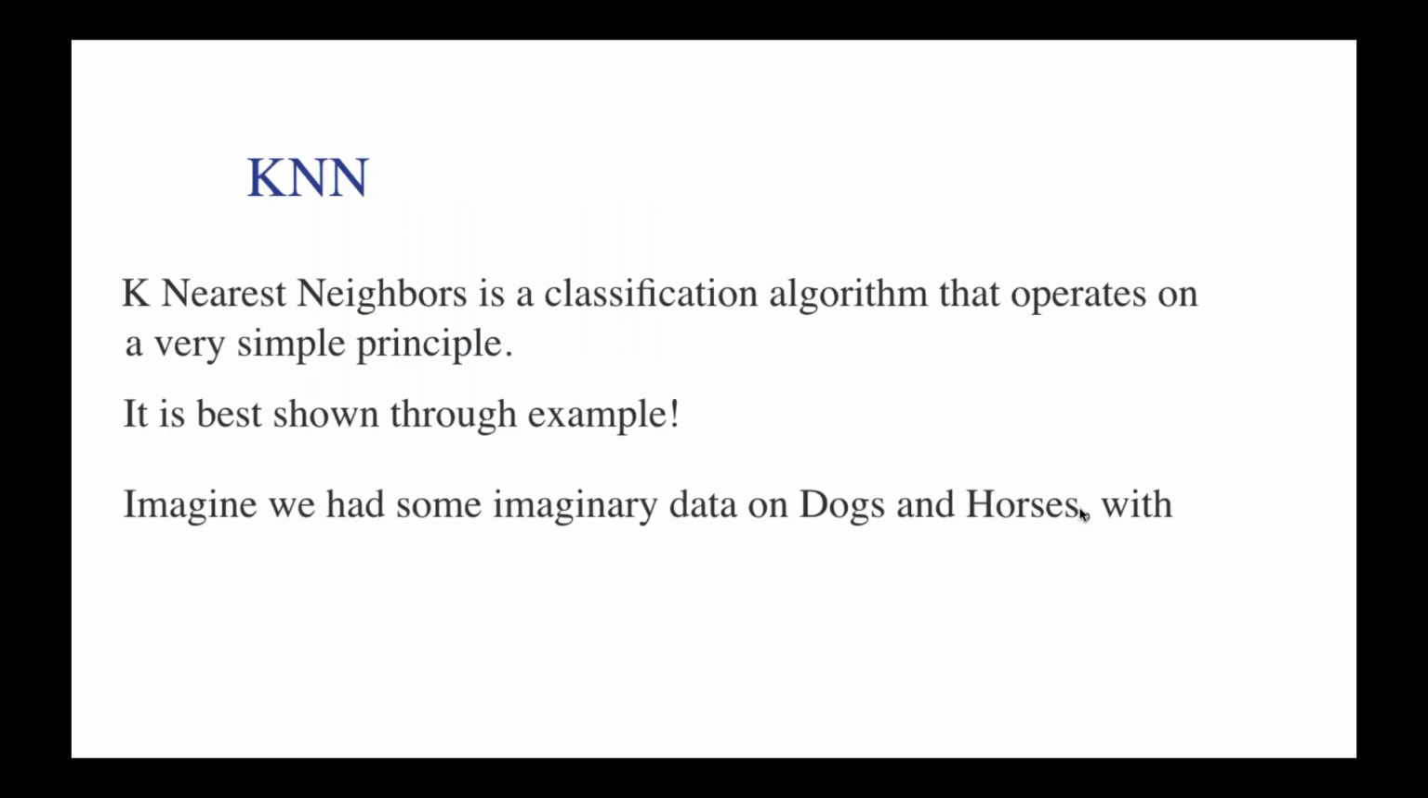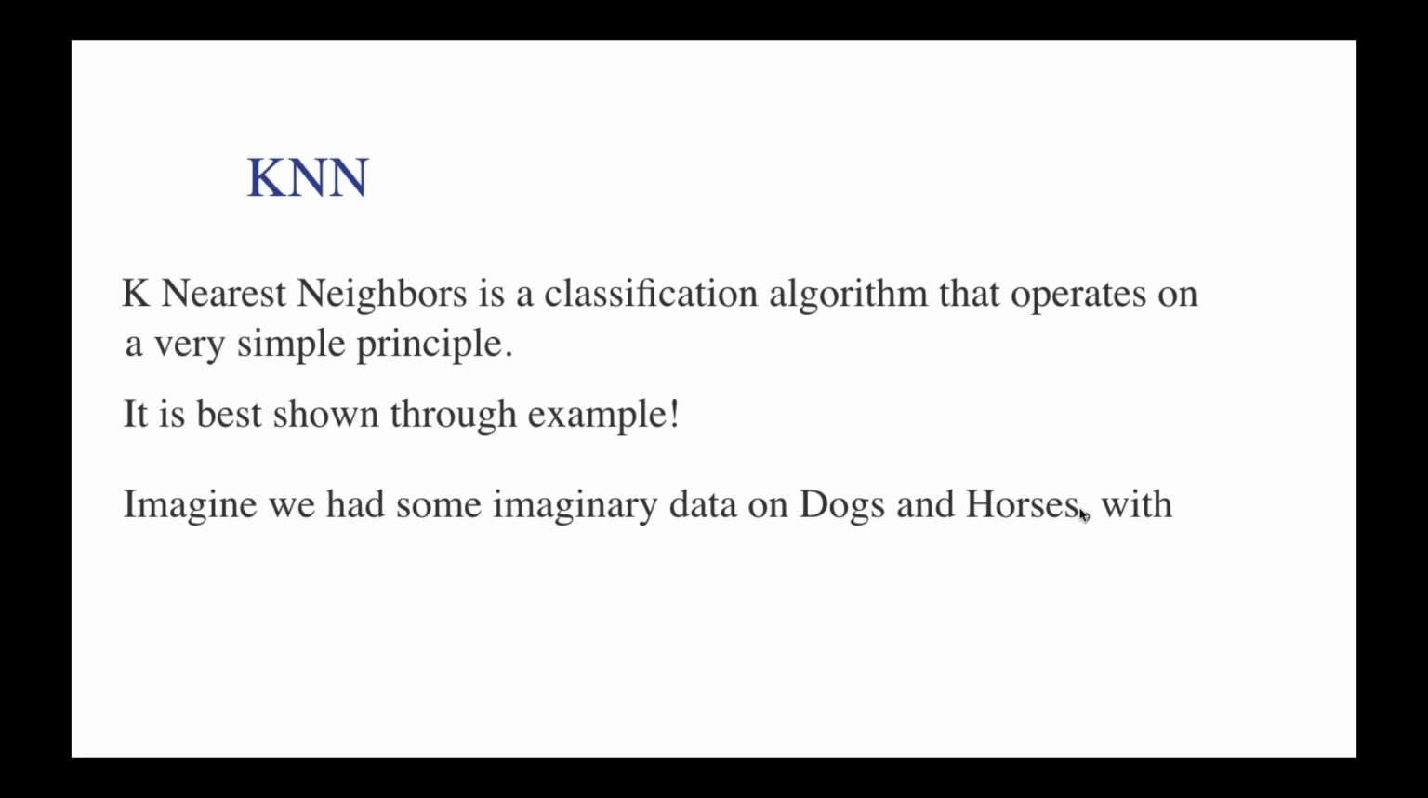So now what exactly is a KNN algorithm doing? It is as simple as that. It is a very simple mathematics involved in it. So KNN is nothing but K nearest neighbor. Okay, so what exactly are we doing here? K nearest neighbor is a classification algorithm that operates on a very simple principle. It is best shown through an example. So let's understand the algorithm through an example.